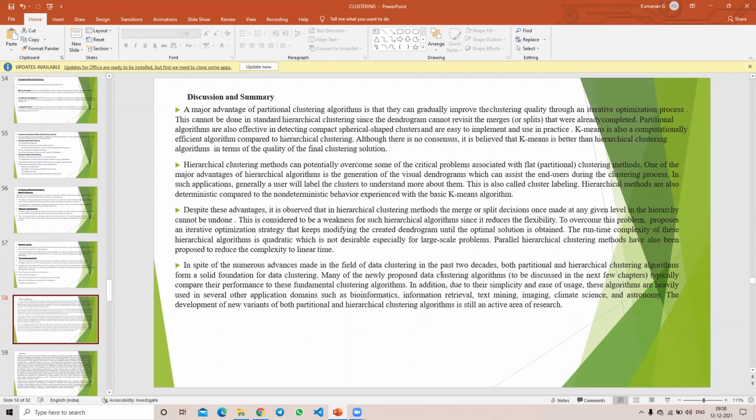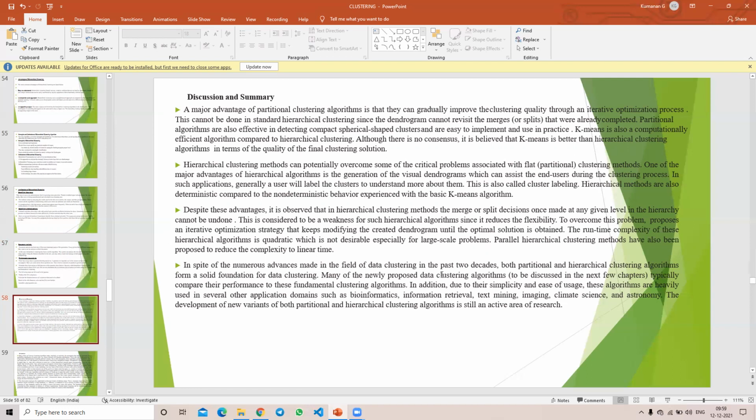A major advantage of partitional clustering algorithms is that they can gradually improve the clustering quality through an iterative optimization process. This cannot be done in standard hierarchical clustering since the dendrogram cannot revisit the merges or splits that were already completed. Partitional algorithms are also effective in detecting compact spherical-shaped clusters and are easy to implement and use in practice. K-means is also a computationally efficient algorithm compared to hierarchical clustering. Although there is no consensus, it is believed that K-means is better than hierarchical clustering algorithms in terms of quality of the final cluster.